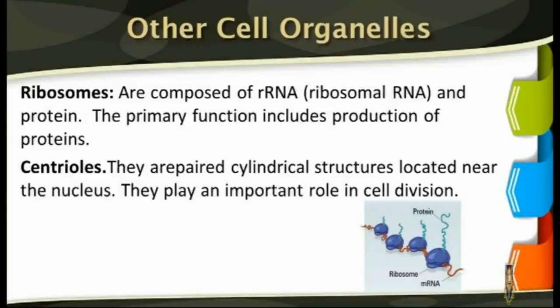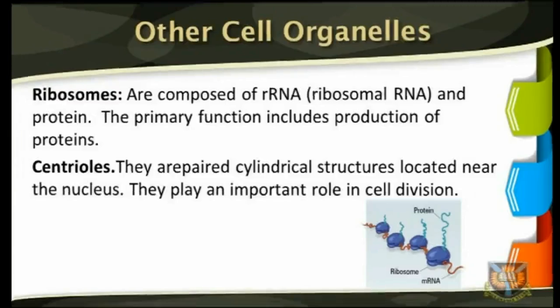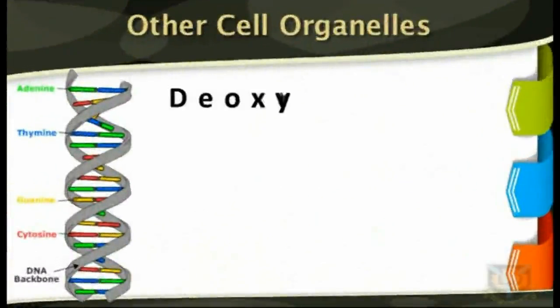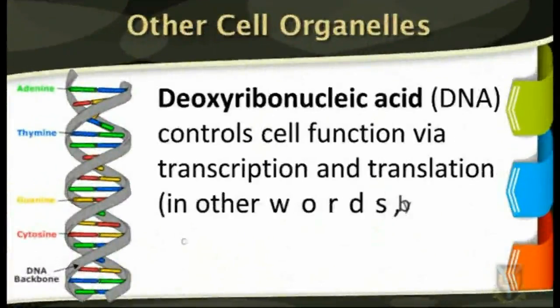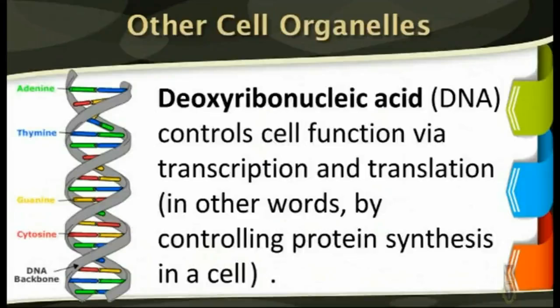Centrioles. They are paired cylindrical structures located near the nucleus. They play an important role in cell division. Deoxyribonucleic acid, DNA, controls cell functions via transcription and translation. In other words, by controlling protein synthesis in a cell.